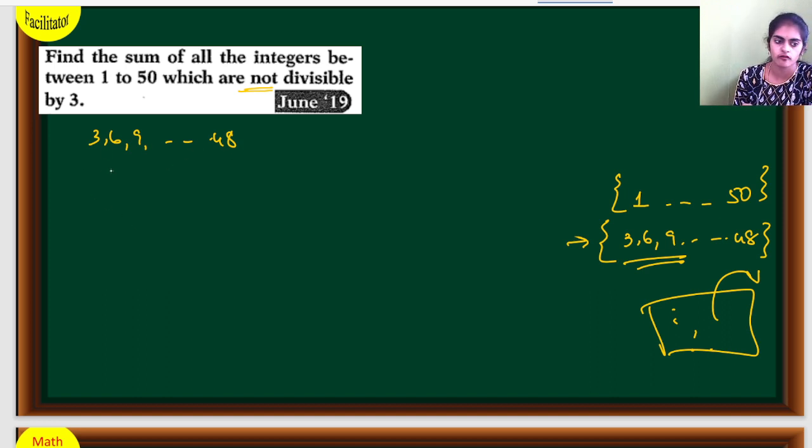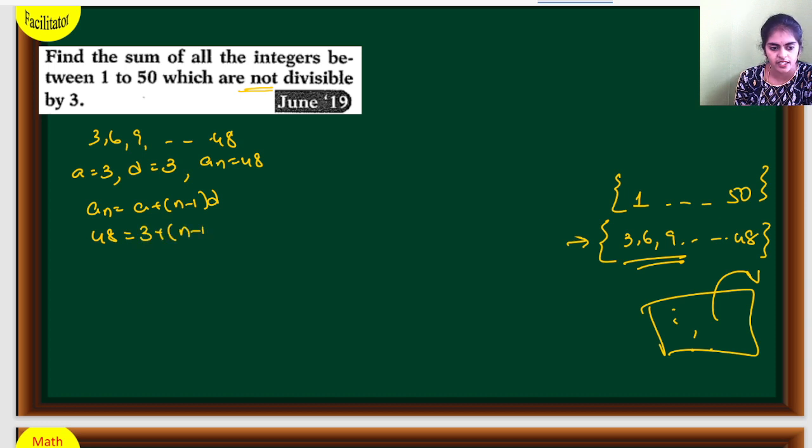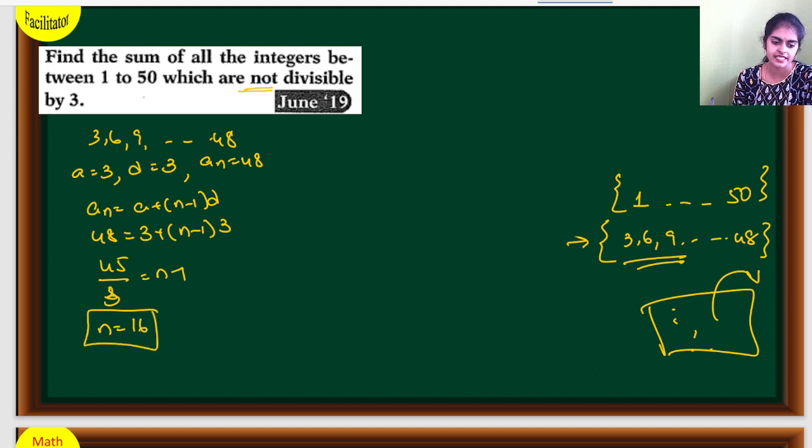So 3, 6, 9, and so on to 48. Here a is 3, d is also 3, and an is 48. Again find how many numbers there are. an is a plus n minus 1 into d. So 48 equals a plus n minus 1 into d. So 45 divided by 3 equals n minus 1. So n is 16.